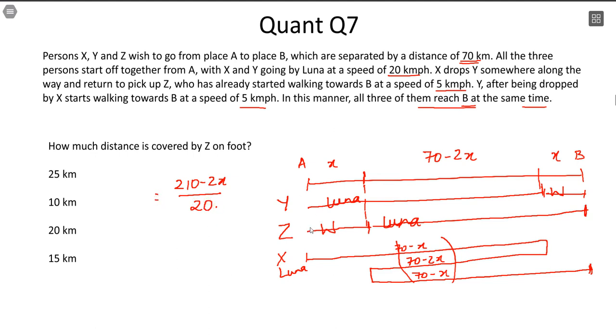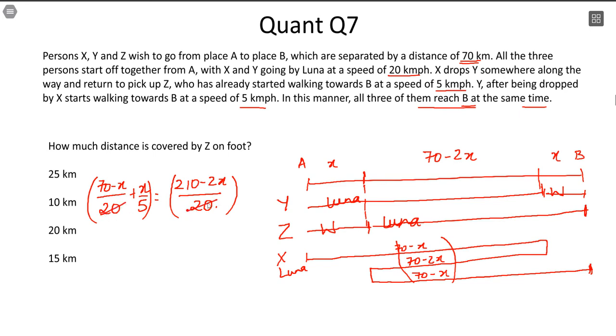Now pick up either Y or Z, doesn't make a difference. Y traveled 70 minus X at the rate of 20, the portion for which Y was on Luna, and finally X at the rate of 5. And the time taken in this instance is same as time taken in this case. Now solve for X, everything else will become clear.